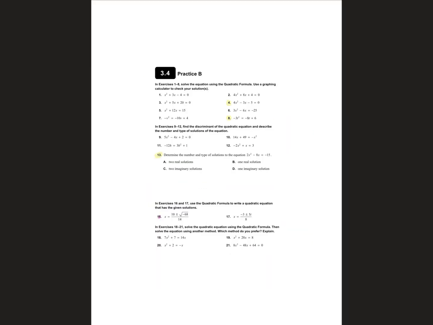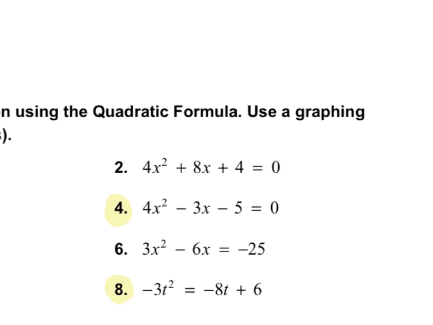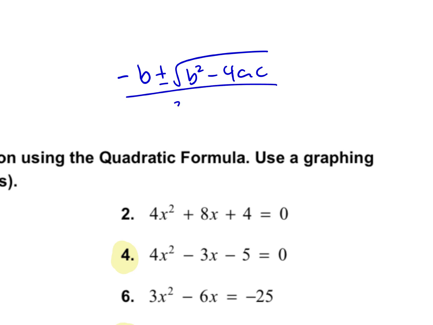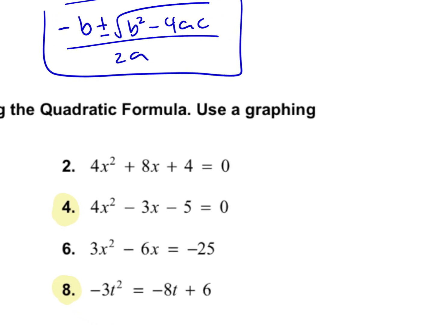So 3.4 is all about the quadratic formula and the discriminant. Our quadratic formula is negative b plus or minus the square root of b squared minus 4ac, over 2a. This you have to know for tomorrow. All right, so let's take a look at 4.